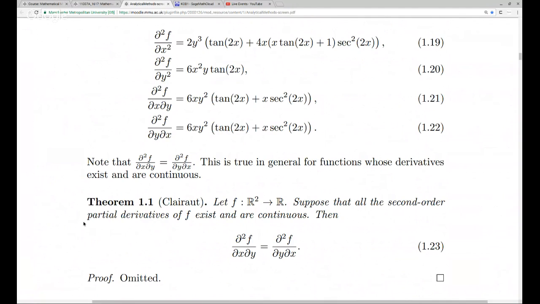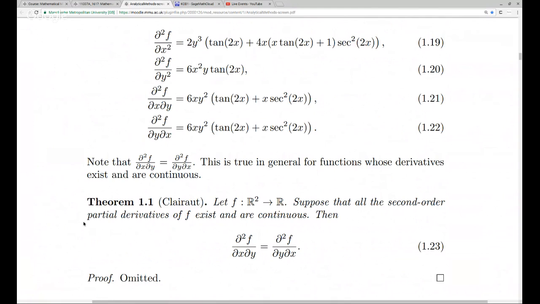Because thanks to this theorem, Clairaut's theorem, as long as the function is well-behaved, and in this sense well-behaved means that all the second-order partial derivatives exist and are continuous functions, so there's no sharp features on our surface where the function makes an instantaneous change from one rate of change to a completely different one. As long as the partial derivatives are continuous, in that case these 2 mixed second-order partial derivatives will always come to the same thing.